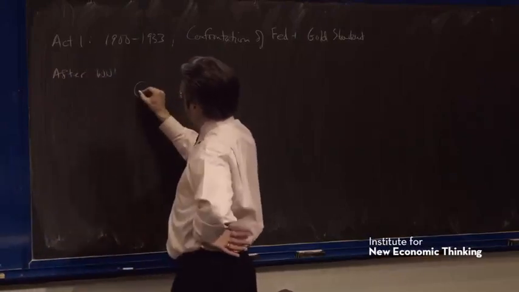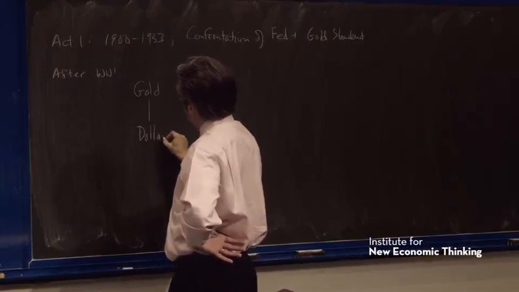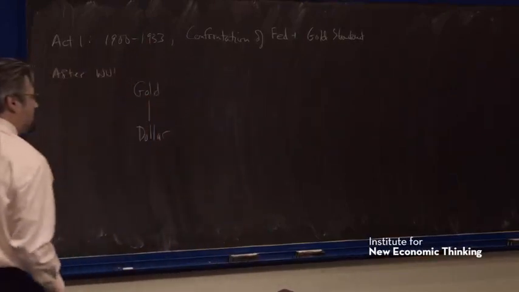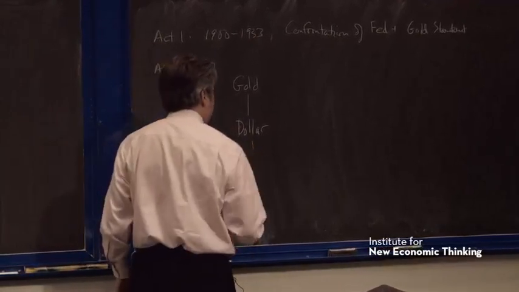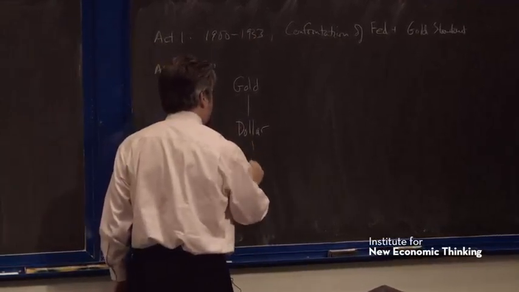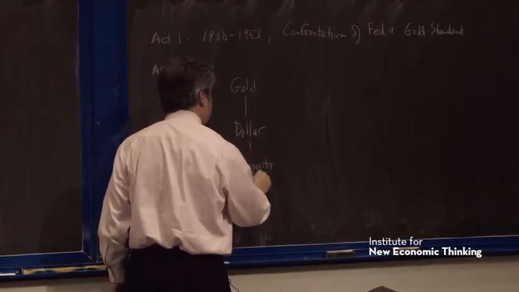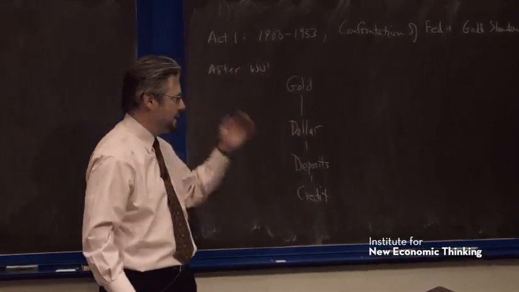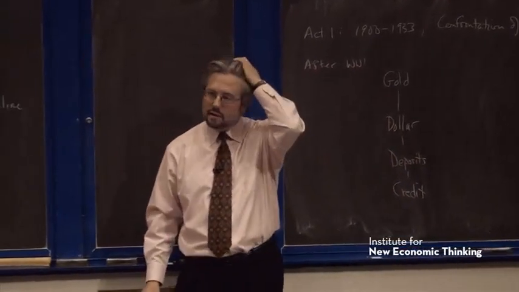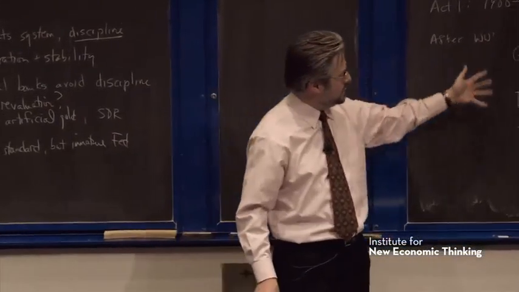There's an attempt to return to gold. We have gold as the international currency. The dollar is still tied to gold. And then there's domestic deposits and credit. So there's this hierarchy that lasts through the war and is there when the war ends.